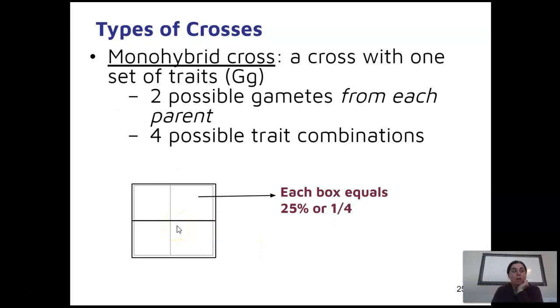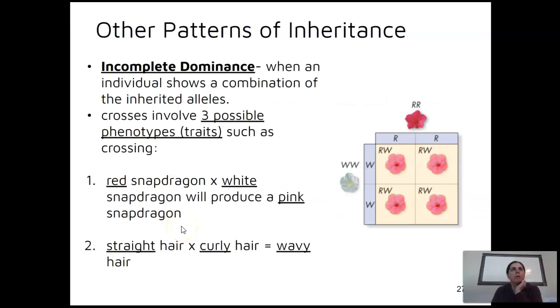Okay. Slide 27. I went backwards, not forwards. There we go. Other patterns of inheritance. So I've mentioned this a couple times, incomplete dominance, and that is when an individual shows a combination of the inherited alleles. These crosses will involve 3 possible phenotypes or traits. Such as you might have a red flower and a white flower, and that might produce a third phenotype that neither of your parents had, and that could be the pink snapdragon flower.